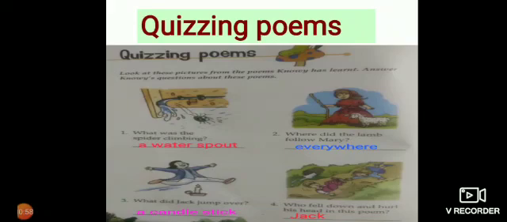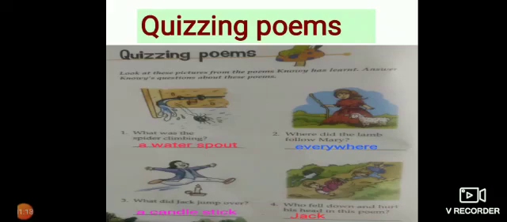Number 2 is, the picture has been taken from the poem Mary and Her Lamb. So, if you remember, where did the lamb follow Mary? Mary's lamb followed her everywhere, wherever she goes.